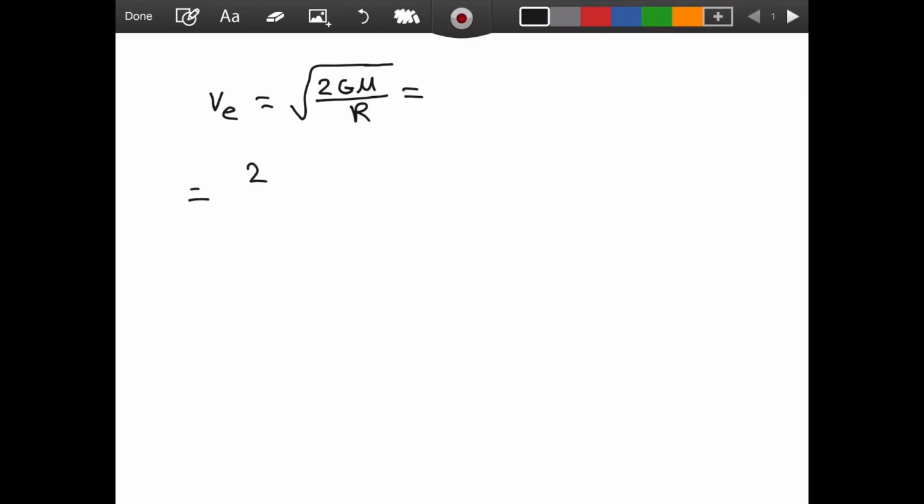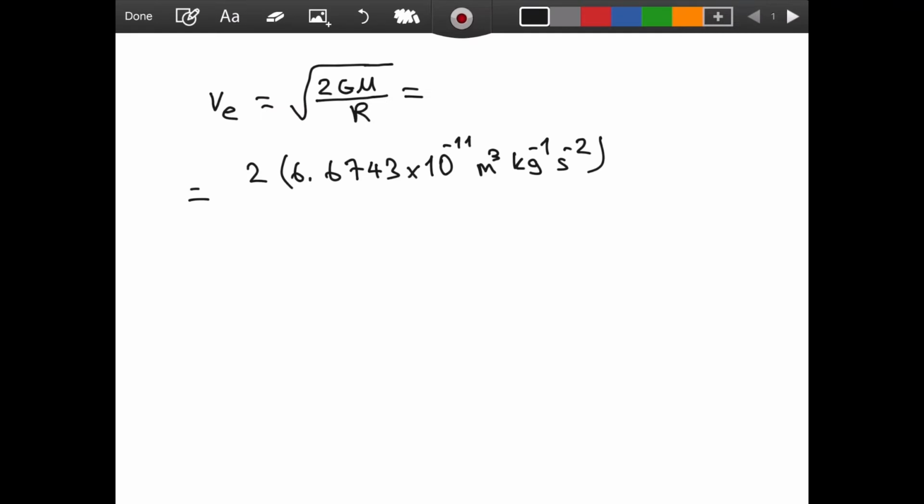We have 2. And for G, our value is 6.6743 times 10 to the power of negative 11. Then we have the unit. It is quite important that we care about units. We have meters cubed, kilograms raised to the power of negative 1. So we have meters cubed per kilogram and then per square seconds. Okay. Now this was only the substitution for G.